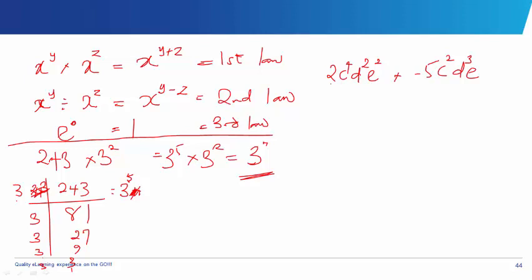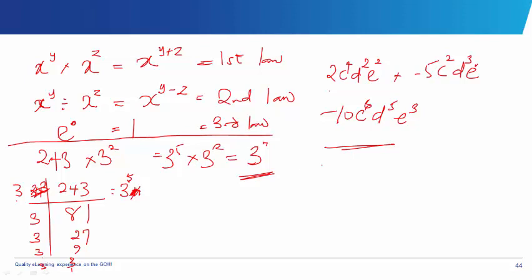Okay, so to multiply this, we will multiply like terms. 2 times minus 5 will give us minus 10. C raised to power 4 times c raised to power 2 will give us c raised to power 6. D2 multiplying d3 will give us d raised to power 5. E2 multiplying e raised to power 1 will give us e raised to power 3. This is our final answer.